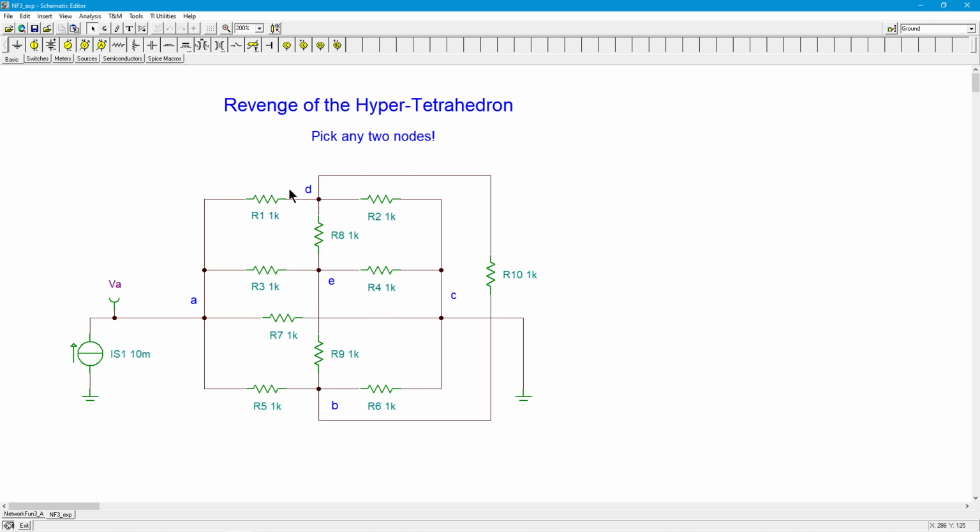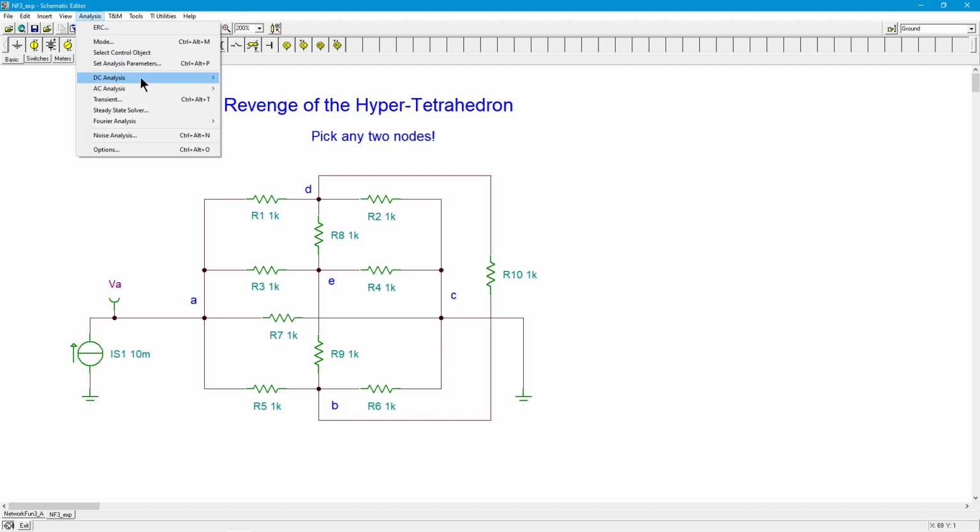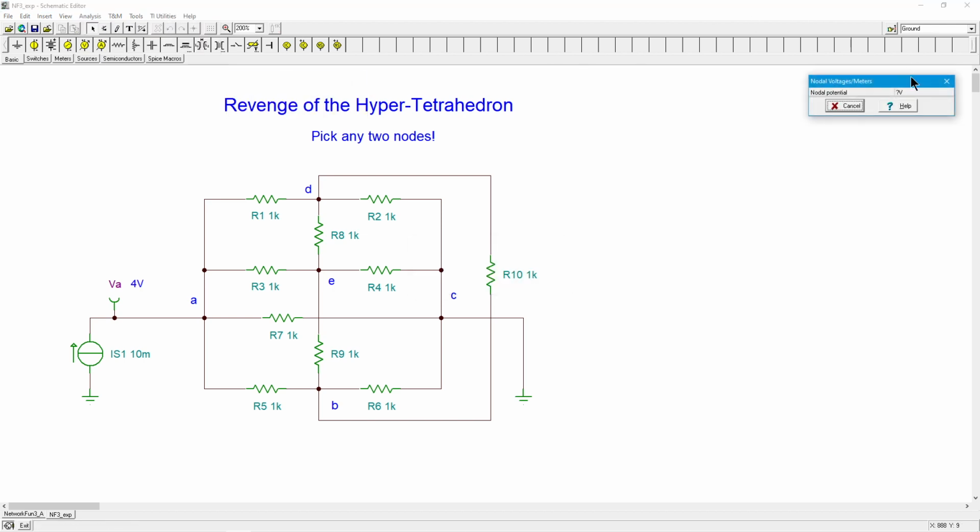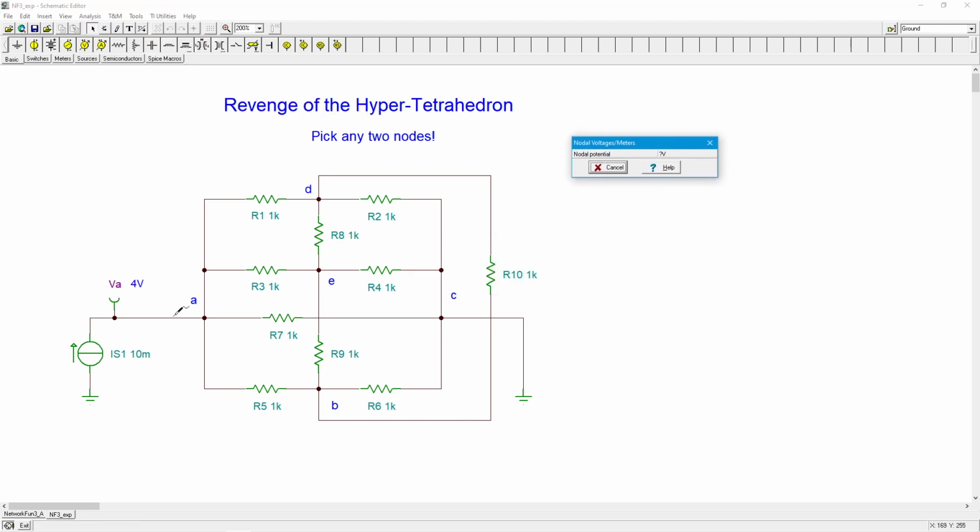And it doesn't really matter what the value of R8, R9, and R10 happen to be, right? Because like I said, there's no current through them. So given that, 10 milliamps through that resistance is going to give us 4 volts. So let's give it a try. See what we get. All right, there's our 4 volts.